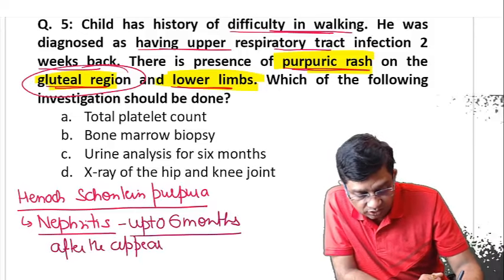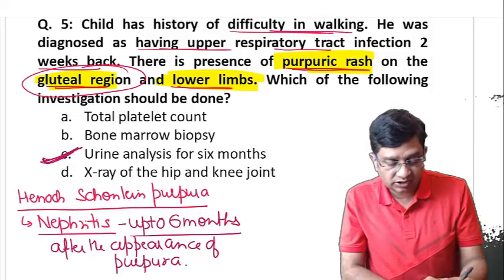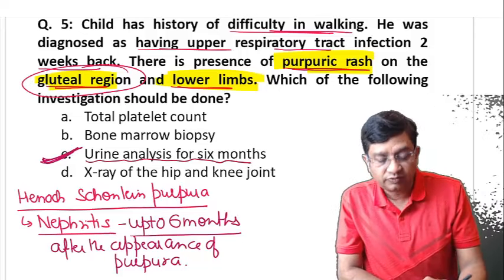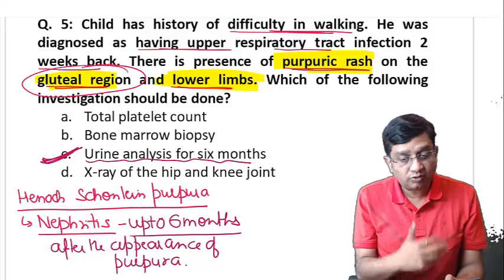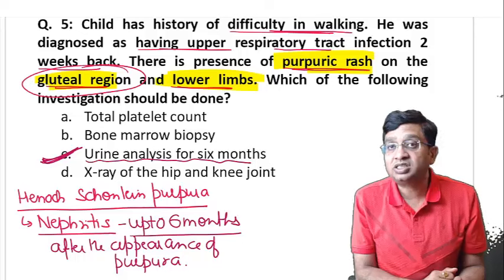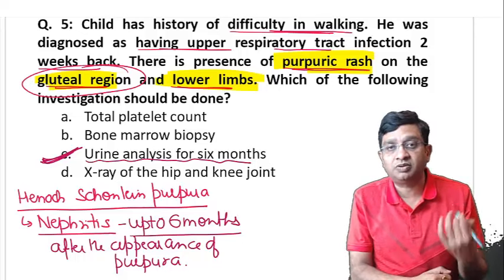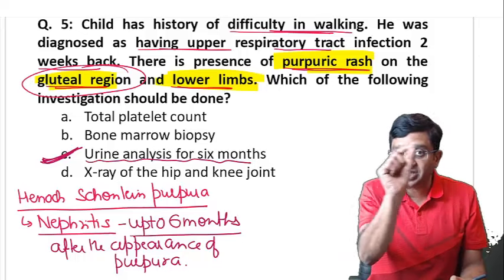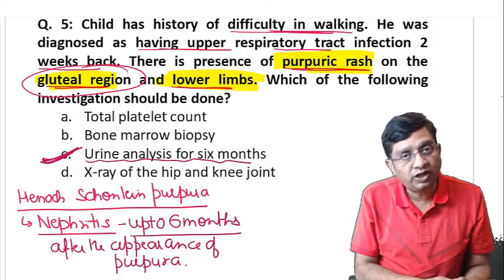So what it means is, in this condition, urine analysis has to be done for a period of 6 months. So this is a case of HSP. Why not rheumatic fever? In rheumatic fever, you get the skin rash erythema marginatum, which is mostly present on the trunk and the proximal surfaces, and has a pale center. That is not a purpura kind of thing, right? So this is most likely a case of HSP.